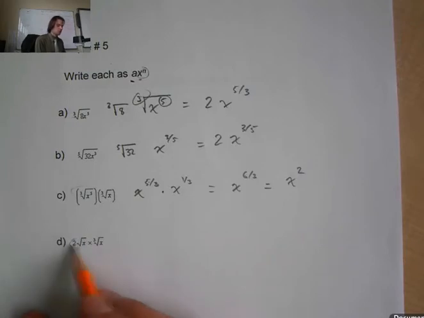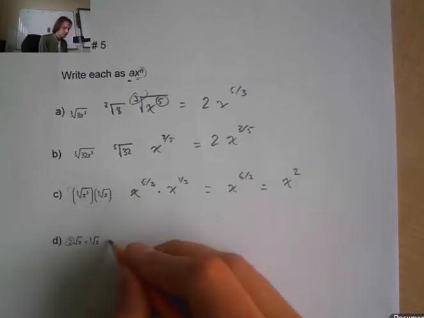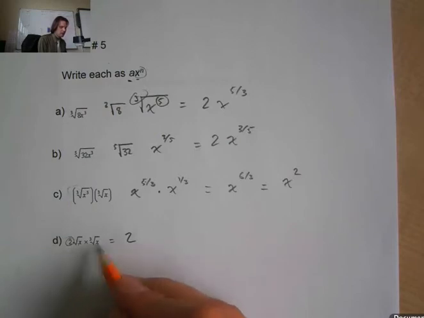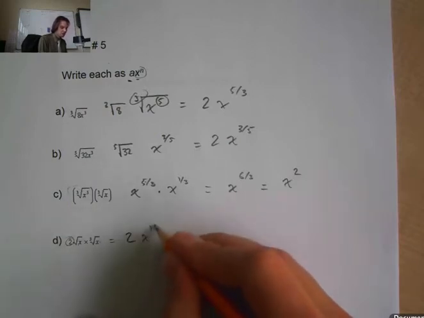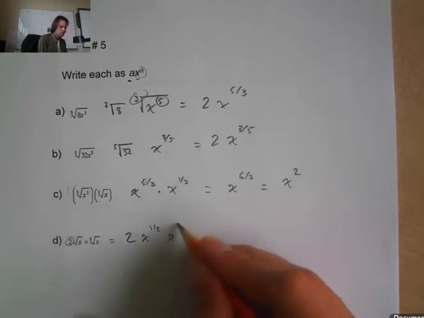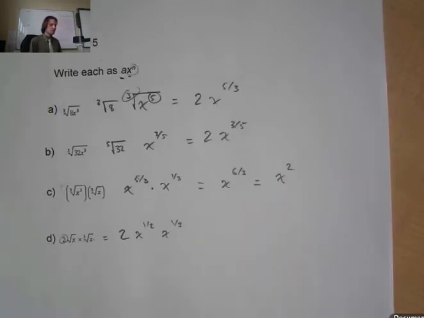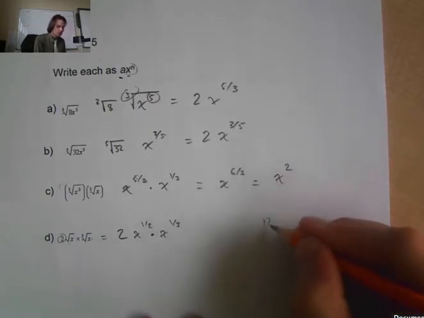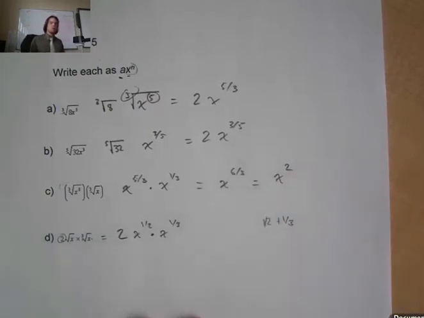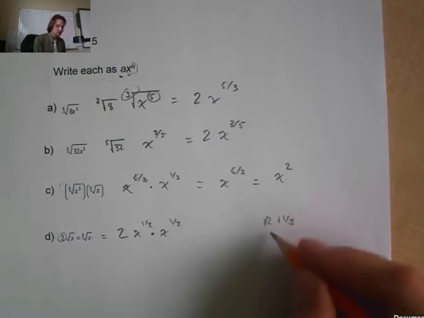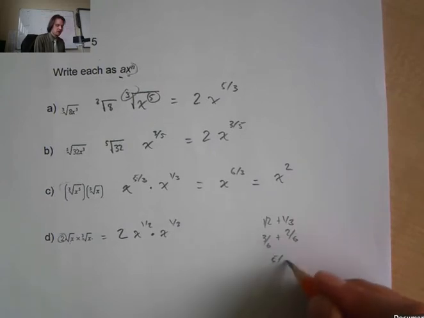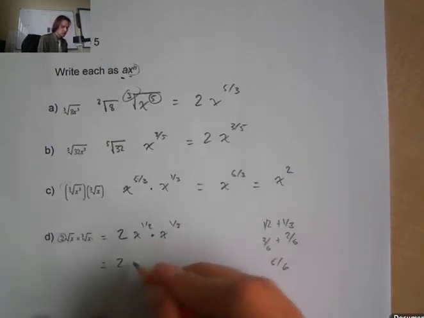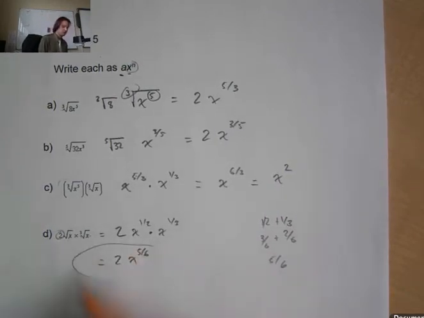We have that 2. Now, 2 is on the outside, so I'm just going to leave that as 2. Then I have x to the 1 over 2, and here is x to the 1 over 3. Now, this is the product rule, so that means we must add our fractions. What is 1 over 2 plus 1 over 3? We need common denominators. My common denominator is 6. So it's going to be 3 over 6 plus 2 over 6, which gives me 5 over 6. So I get 2x to the 5 over 6 as my final answer.